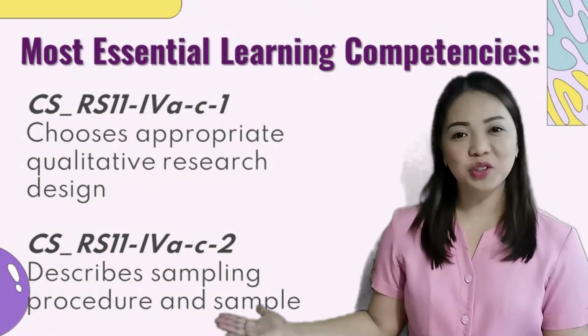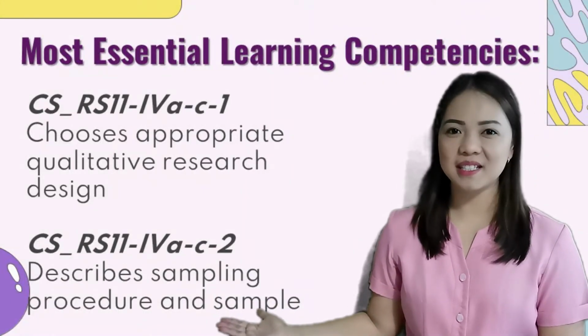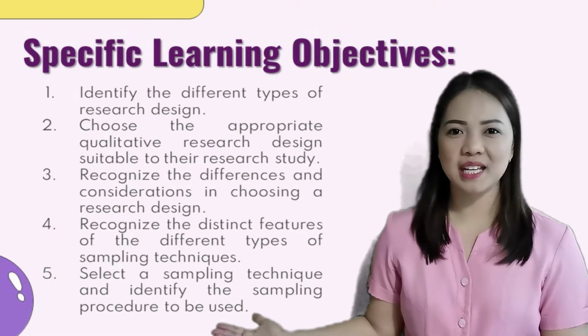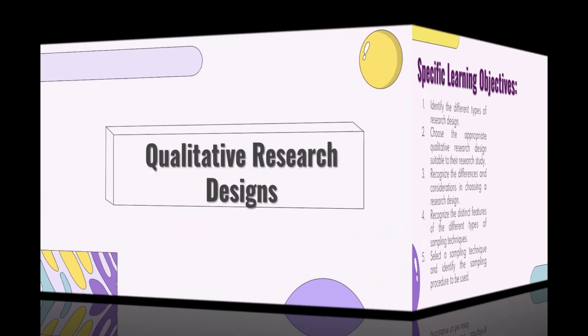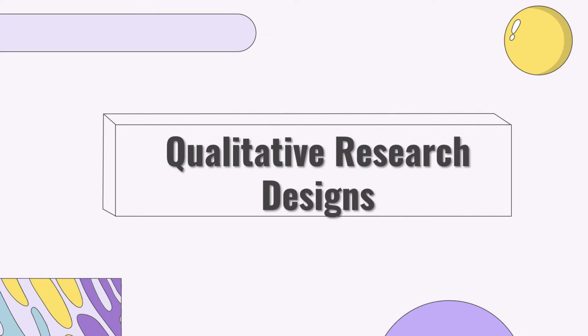The following are the most essential learning competencies and specific objectives that you have to achieve at the end of the lesson. In order for us to understand data and ways to systematically collect data, we have to first know about the different qualitative research designs. Qualitative research designs are good at answering how and what questions.